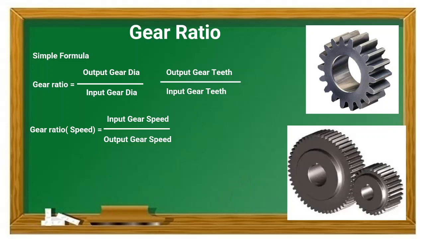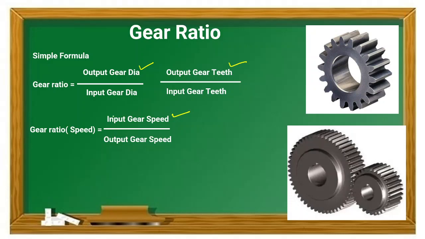So let's start. There are three basic formulas for calculating the gear ratio: one for the diameter, one for the teeth, and one for the speed. Always remember, when you are taking these two parameters, diameter and teeth, our gear ratio formula is output upon input. That is, the output gear diameter divided by the input gear diameter gives you the gear ratio. Output gear teeth to input gear teeth also gives you your gear ratio. And when you are taking the gear ratio with the help of speeds, that is the rpm, the formula is inverse. You have to take input upon output.